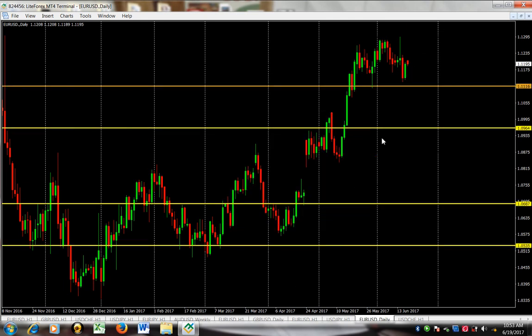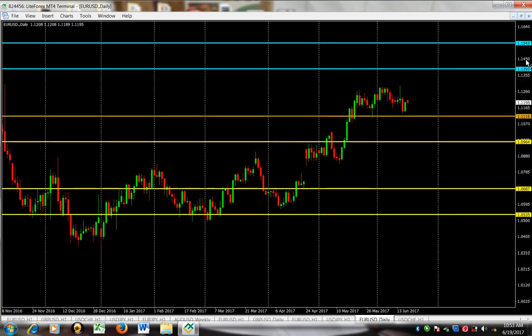EURUSD pivot point. This is the major pivot point for the monthly chart. So the price is still moving conveniently above the pivot point. So we still agree that we are in a bullish trend, uptrend. So let's go up a little and see.